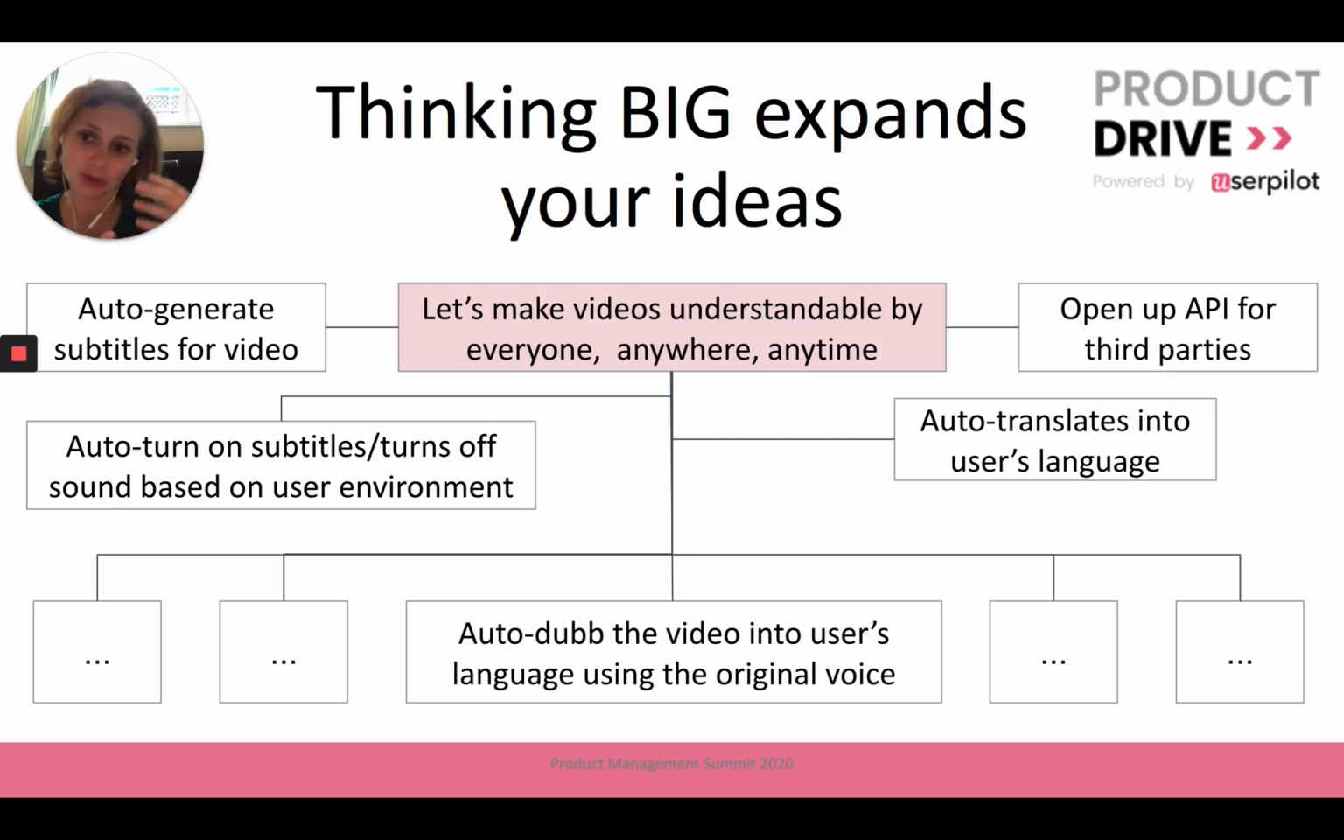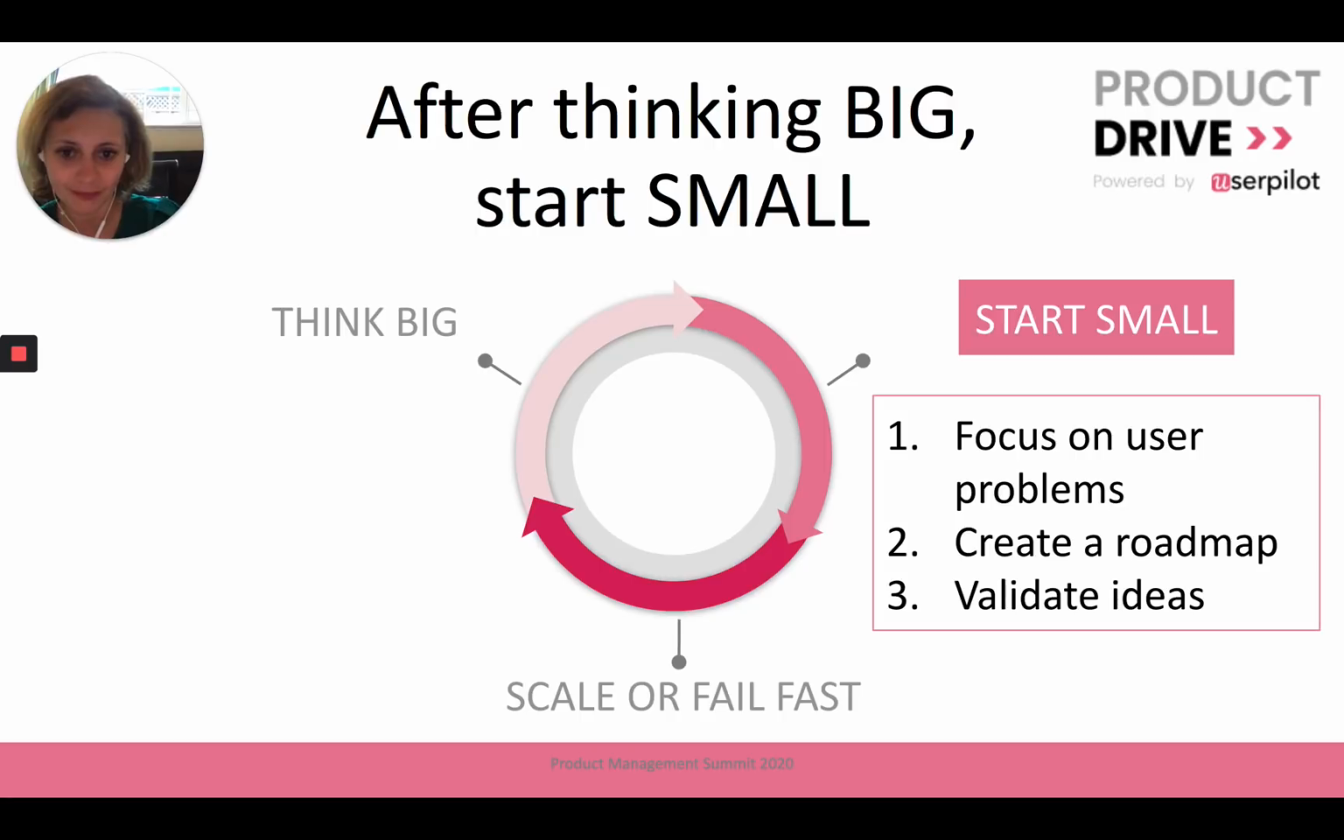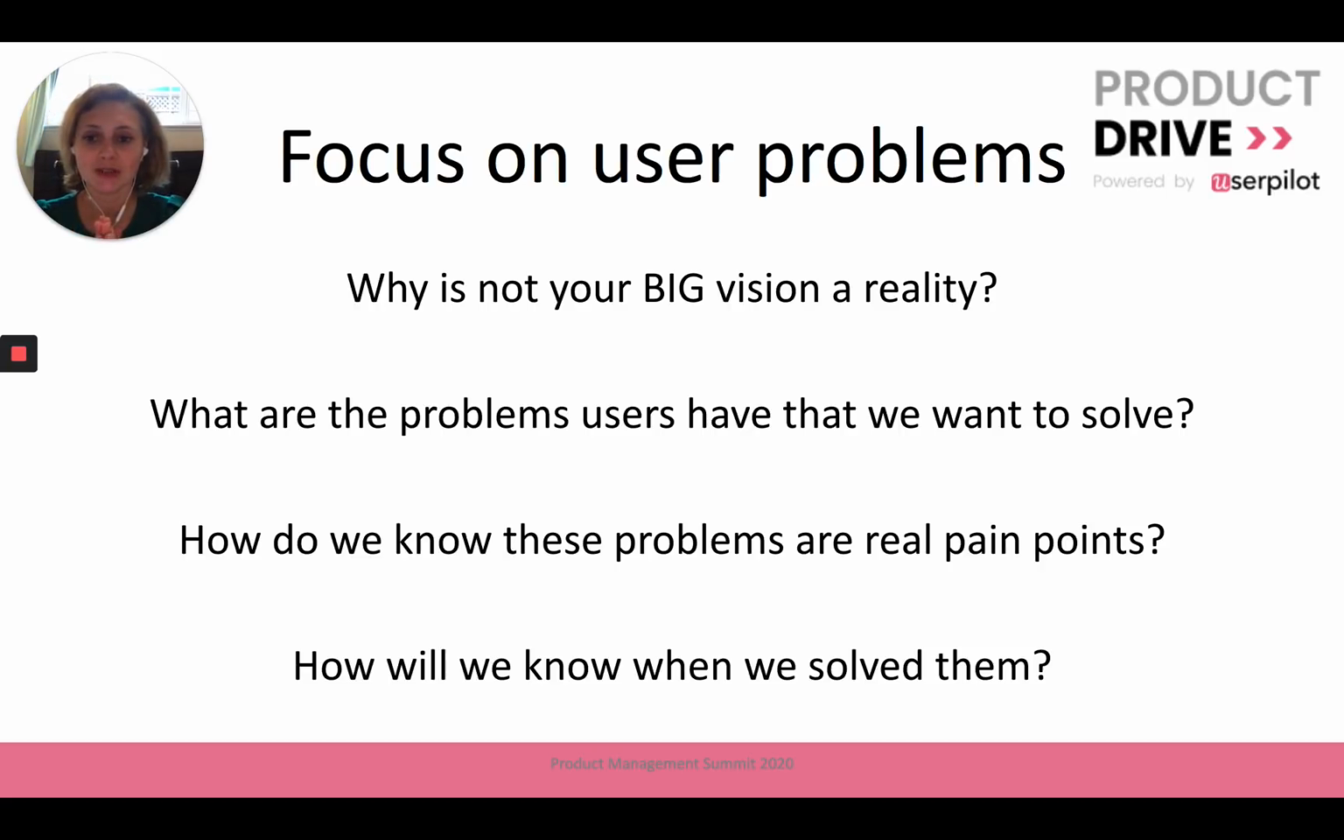And then when you iterate and things don't work, you have a bunch of other ideas to try from. All right, well, now that we have a great expanded set of ideas, we can move on to starting small. And that really is about breaking things down to smaller steps, forming a roadmap of steps, and then going through that validation.